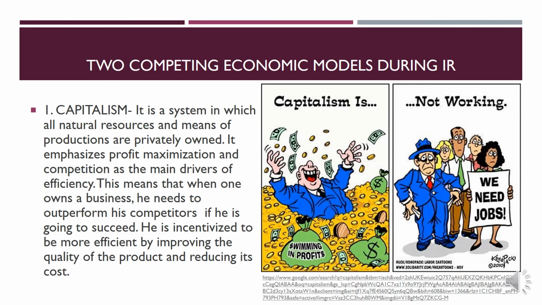Under that, there are two competing economic models during the IR, or the Industrial Revolution. The first one is capitalism. So, what is this? Just take a look at the picture and you will understand what capitalism is. It is a system in which all natural resources and means of production are privately owned.